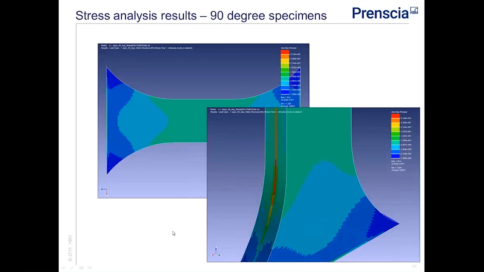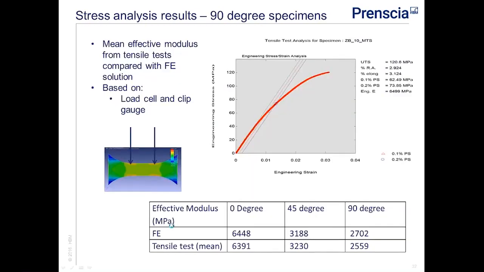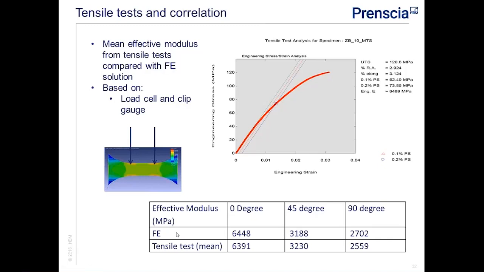So is this FE reliable? Well, in order to answer that question, we've done some comparisons with the tests. So we've carried out tensile tests, conventional tensile tests. So this gives us a stress strain curve. If we look at the slope of this stress strain curve, that gives us an effective average modulus for the gauge section of the specimen.